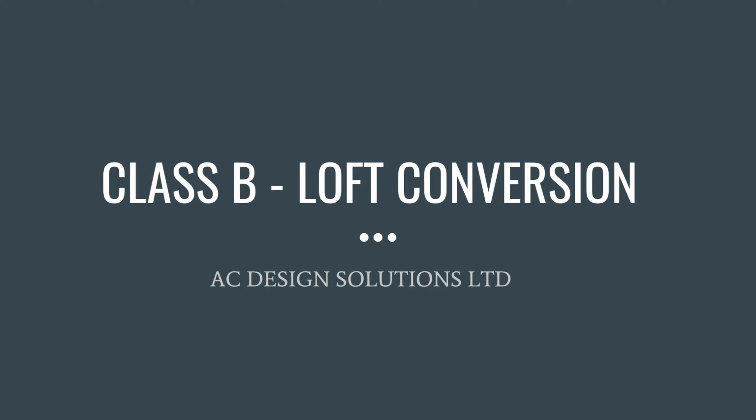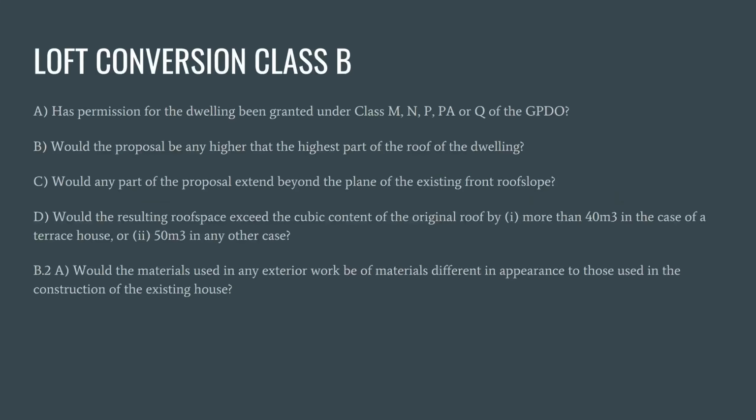So you're looking for a roof extension but you don't know where to start. The first thing you'd start with is Class B under the GDPO and looking at the parameters under that. For example, if your house has been converted under Class M, N, P, PA or Q, then permitted development Class B would not apply and you would need to seek planning permission.